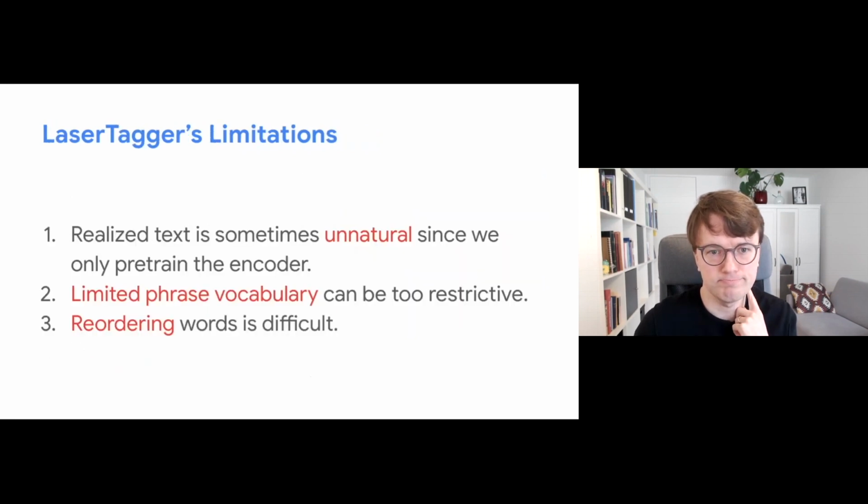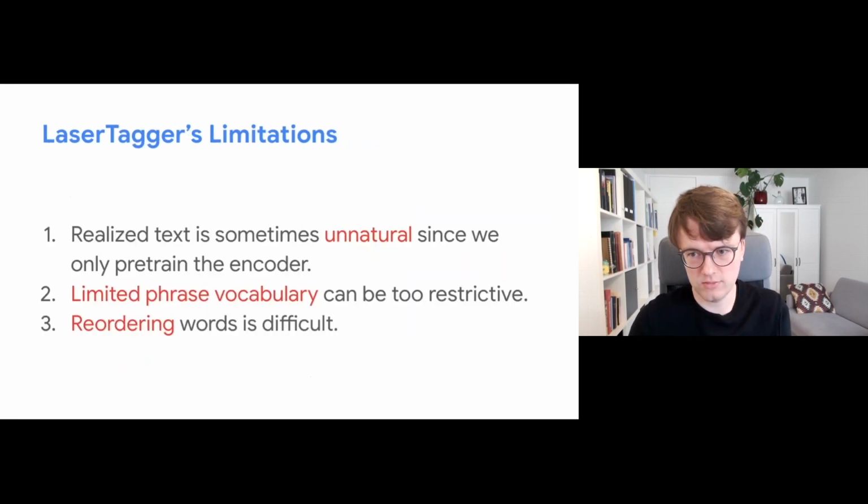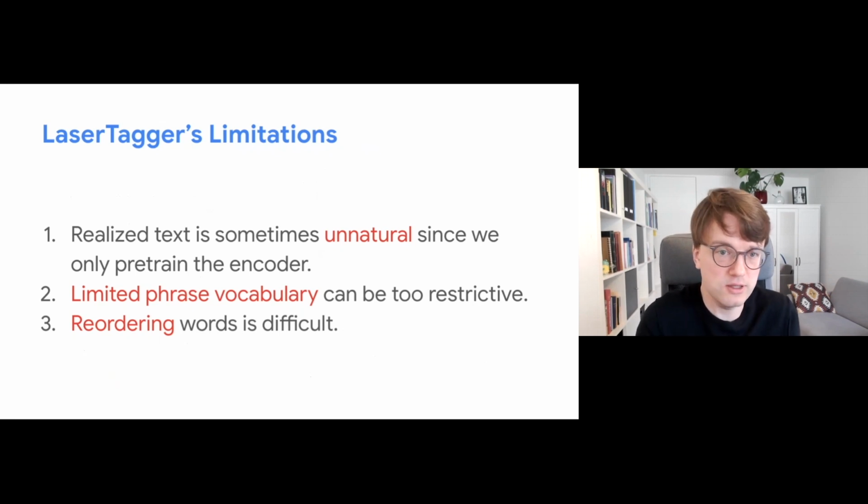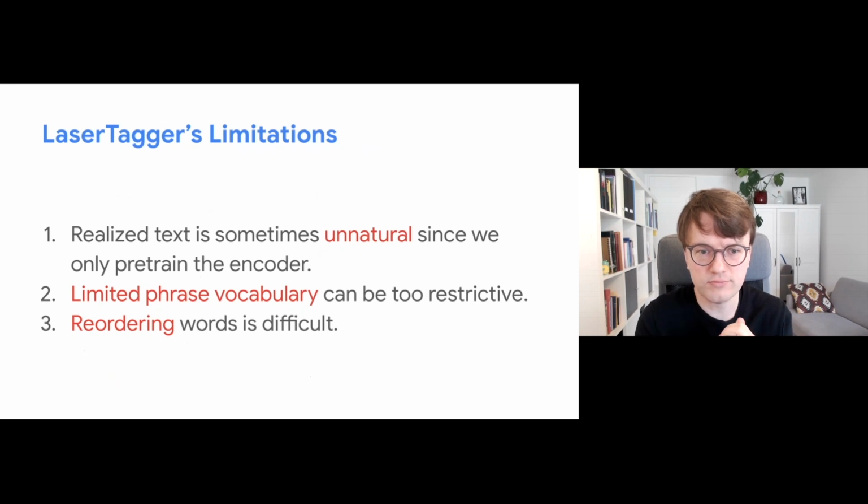All right, so now we talked about some of the benefits. There are, however, limitations, of course, to this. First of all, sometimes the realized text is unnatural because although we do use pre-training, we only use it on the encoder side. So the model has not really learned a good model of what a natural looking output sentence looks like, but it only relies on the training samples to learn this part.